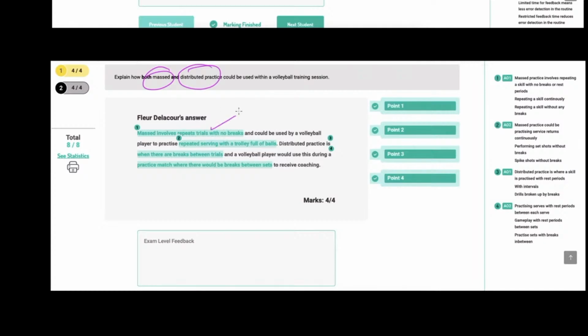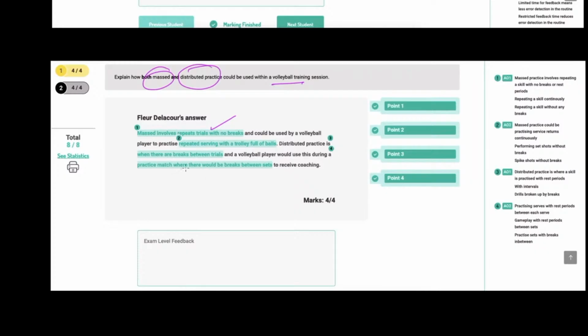So it's just an A at 1 point. And we're saying that could be used for repeated serving with a trolley full of balls. So we're just hitting serve after serve after serve. But notice I'm being specific to volleyball. I'm getting credit for knowing that in volleyball, serving is an important skill.